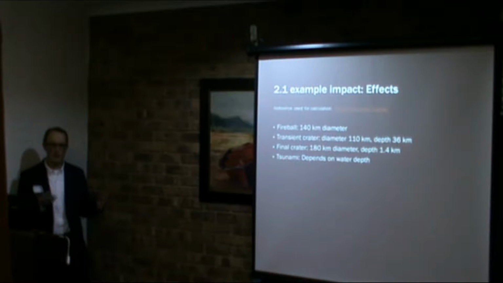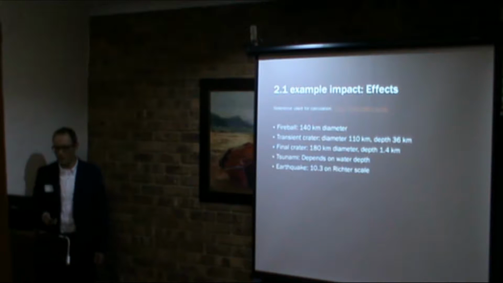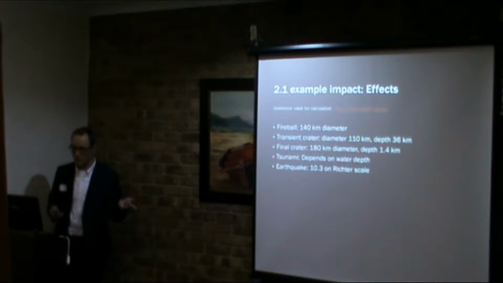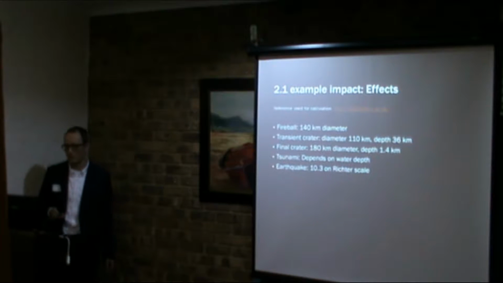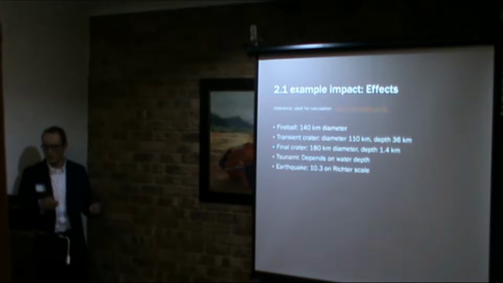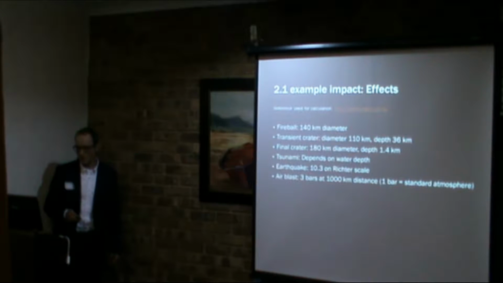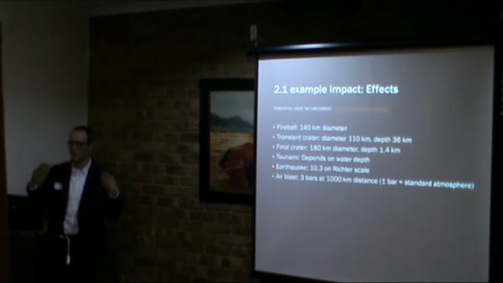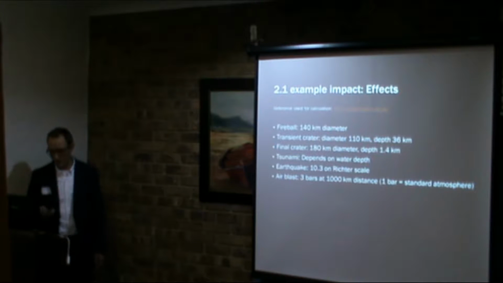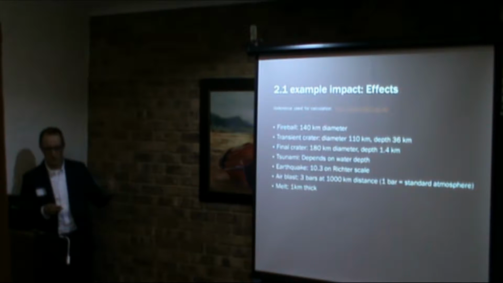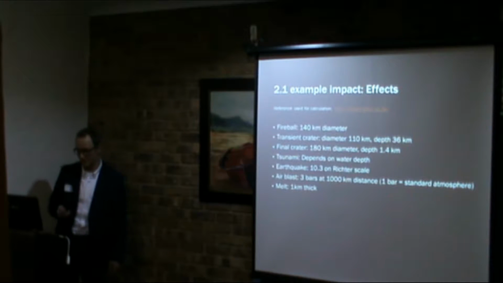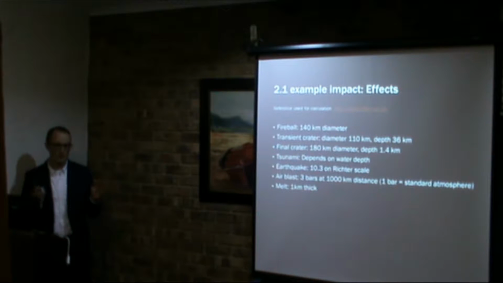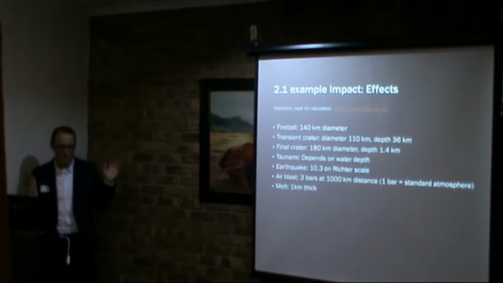There would also be a tsunami, depending on whether it lands in water and what the depth of the water is. And actually the earthquake that is caused, because there will be an earthquake, is weaker than what I said. It's 10.3. That's because not all the energy ends up in the earthquake. And there would also be an air blast. When you stand 1,000 kilometers away, you would still have a pressure wave of 3 bars. Quite massive. And the melt would be 1 kilometer thick. I used the impact calculator that's available on the internet for this. Not everything is certain, but close enough for what we know today.